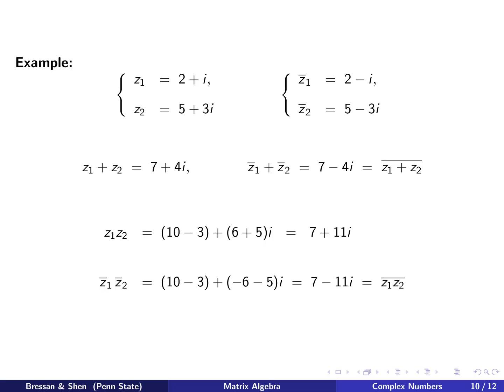Then let's work out the product of z1 conjugate and z2 conjugate. Very similar: the real part will be 10 minus 3, and the imaginary part will be -6 minus 5. So I get 7 minus 11i. Comparing this to that, I see that this is this number's complex conjugate. So we verified that first property.